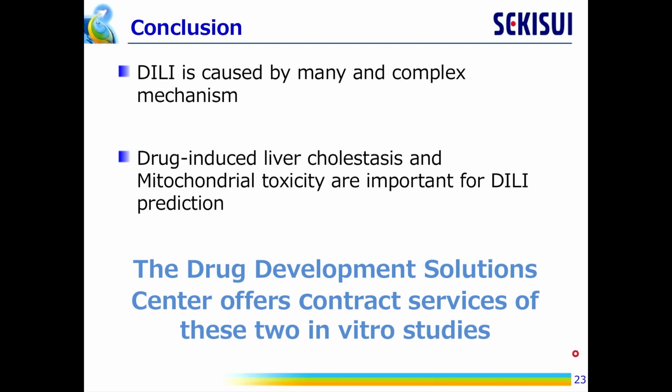In summary, while there is not one definitive predictive assay or methodology to predict DILI, there are some good in vitro assays you can use to explore certain mechanisms and use comprehensively to predict clinical risk. Drug-induced liver cholestasis and mitochondrial toxicity are two particularly important mechanisms of DILI. We can offer contract services for these two in vitro studies.